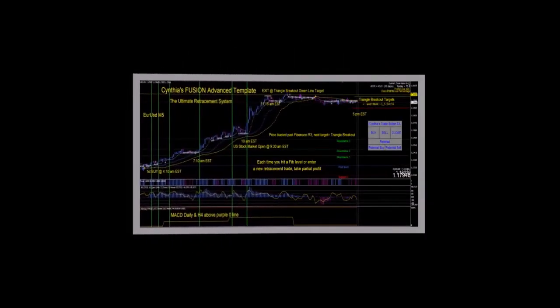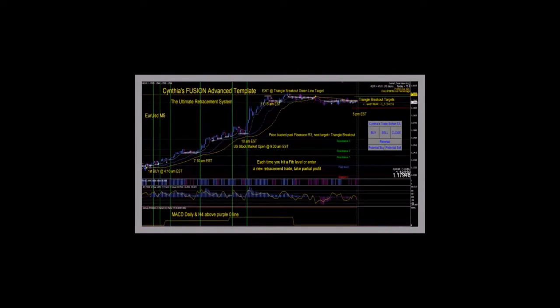This is the Euro 5-minute chart, and you can see that the stock market opened at 10 a.m. Eastern. The price just blasted past the resistance 3 of Fibonacci, and it went all the way up until approximately 11:15 a.m. and it hit the green triangle breakout target, because this system does have a triangle breakout indicator, which gives you targets in any time frame.